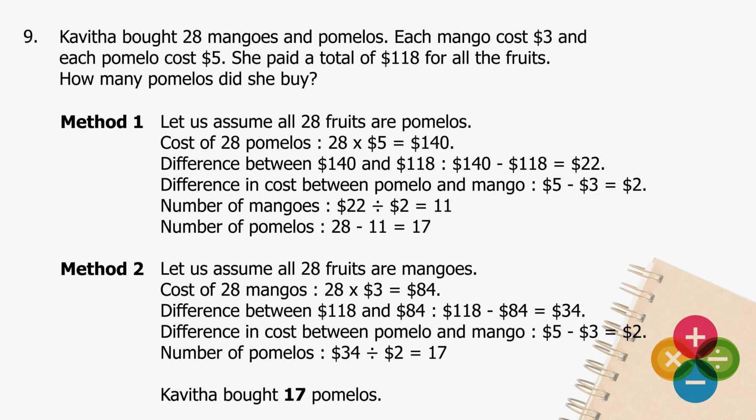Method 2. Let us assume all 28 fruits are mangoes. The cost of 28 mangoes will be: multiply 28 by $3, and the product is $84. The difference between $118 and $84 will be: subtract $84 from $118, and the difference is $34. The difference in cost between pomelo and mango will be: subtract $3 from $5, and the difference is $2. The number of pomelos will be: divide $34 by $2, and the quotient is 17. Kavitha bought 17 pomelos.